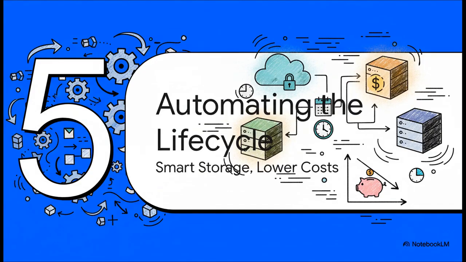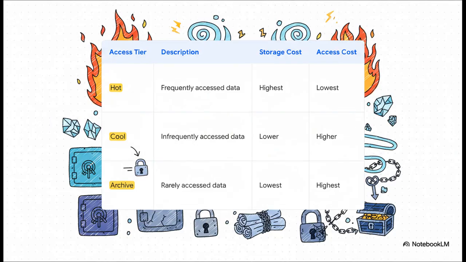Okay, let's switch gears and get smart about our money. You know, not all data needs the same level of attention. We can actually teach our storage to manage itself and save us a ton of cash in the process. So Azure Blob Storage has these things called access tiers. You've got Hot for the stuff you use all the time. It costs more to store, but it's cheap to access. Then you've got Cool for data you touch maybe once a month. And finally, Archive, which is dirt cheap for storage, but costs more to get data out of.